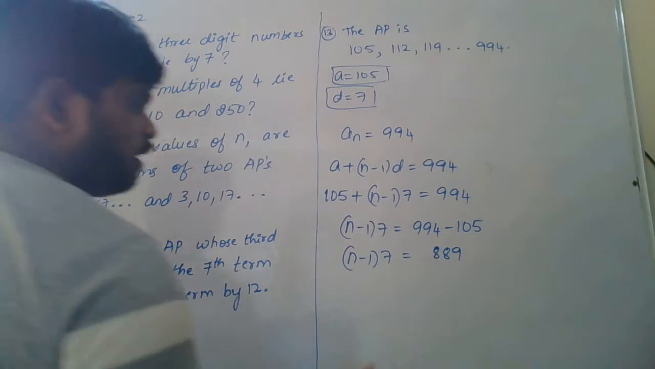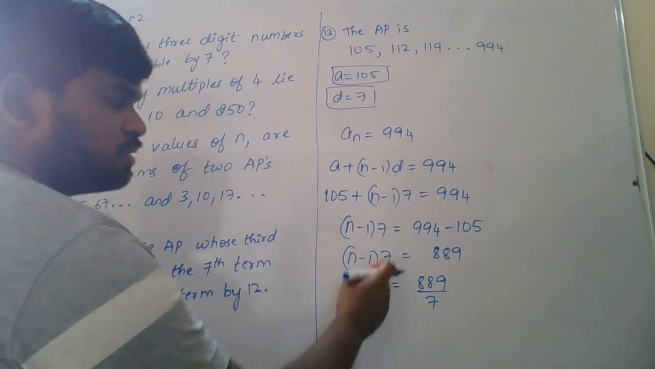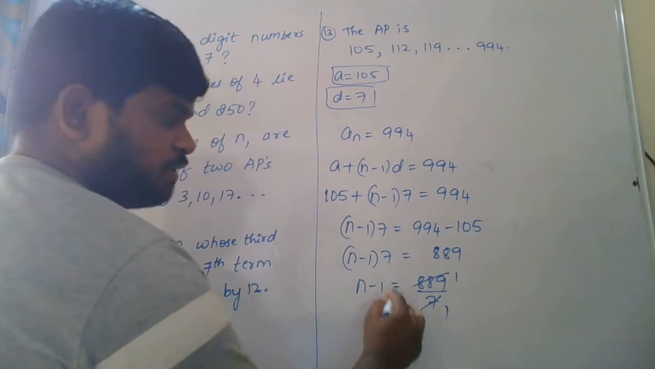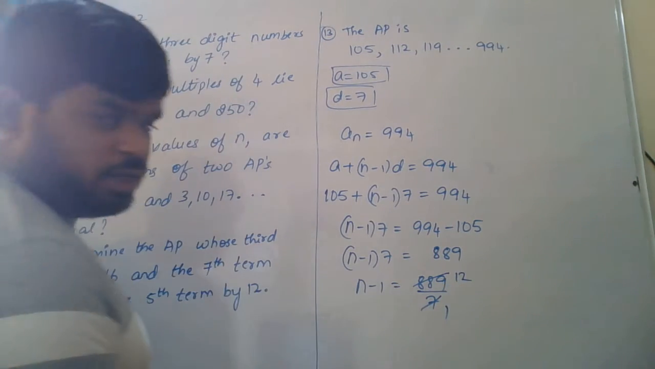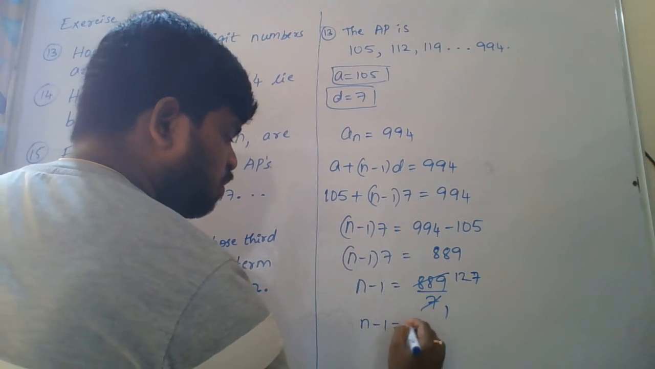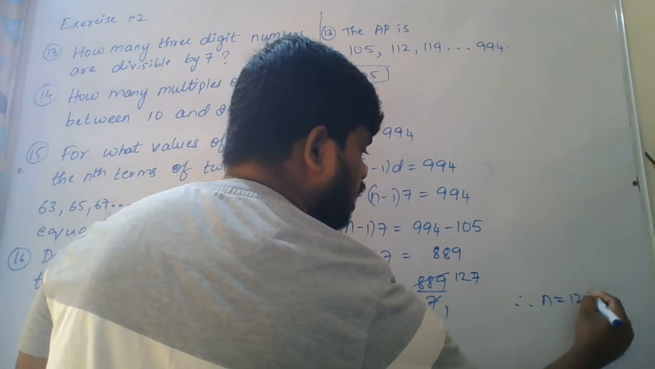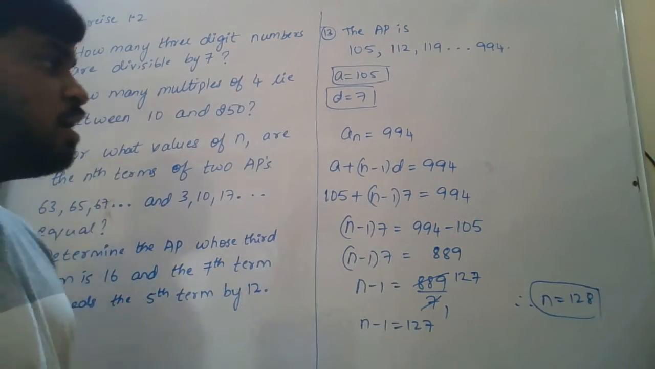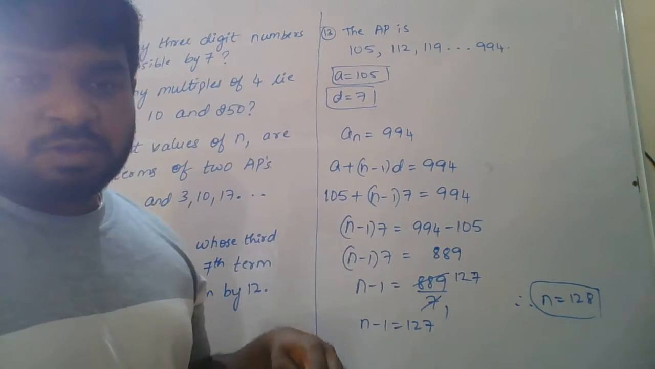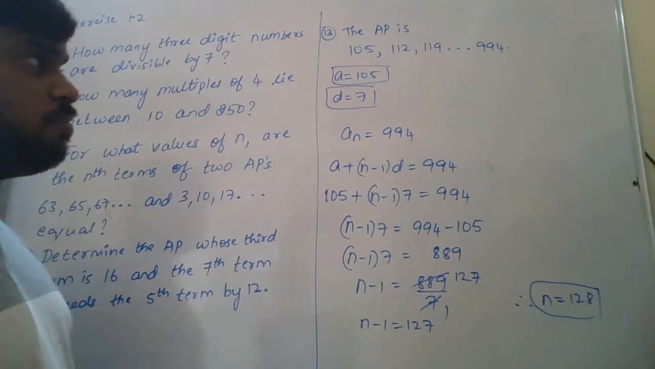889, that will be correct. n minus 1 is equal to 889 by 7. The 7 is multiplication, so it becomes division. 7 ones are 7, 1 carry, it becomes 18. 7 twos are 14, 4 carry, 49. 7 sevens are 49. So n minus 1 equals 127. Therefore, n is equal to 128, which means there are 128 three-digit numbers which are divisible by 7.